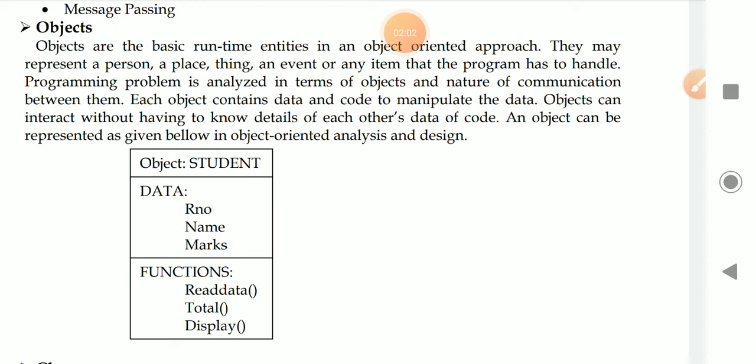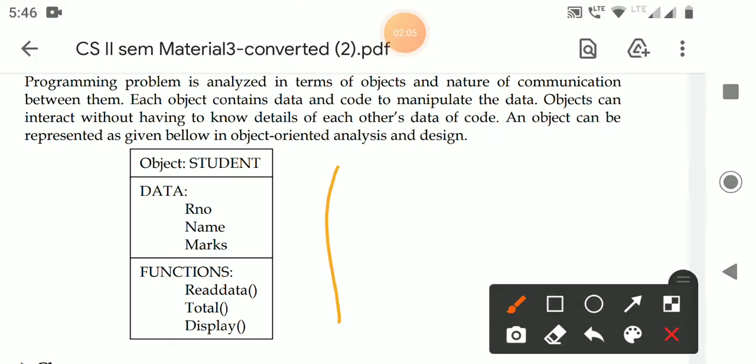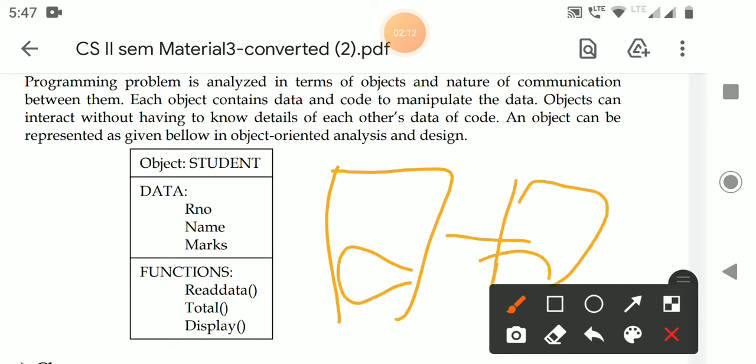So already discussed in the previous class. Here objects can communicate with each other with only its functions, so that this object can communicate with this object without knowing the details of what the function contains. That means objects can interact without having to know the details. That's it, data abstraction.